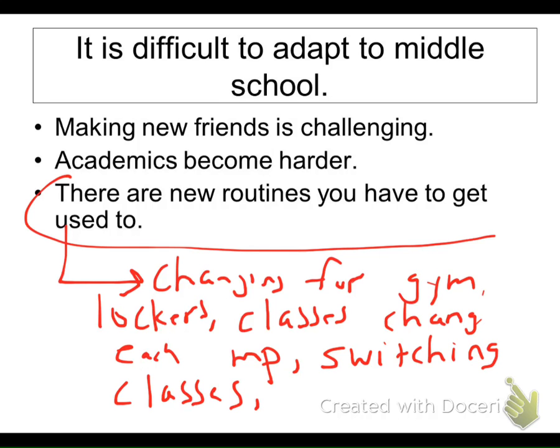So we're going to practice this with this one. We came up with a list of examples of new routines. So we said you have to change for gym, you have lockers, the classes change each marking period, and you switch classes. So that gives us 4 examples to explain as evidence. And like I just said, you are not going to just list them. Think of it as a list of examples with a brief explanation. All right? So what we're going to do right now is we're going to go ahead and write this all together.